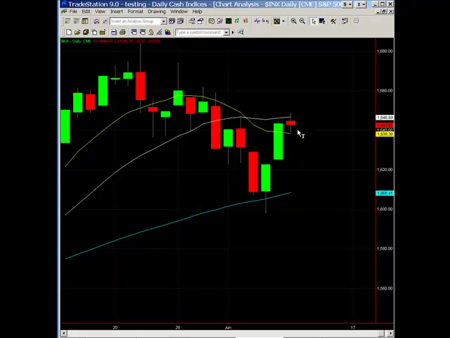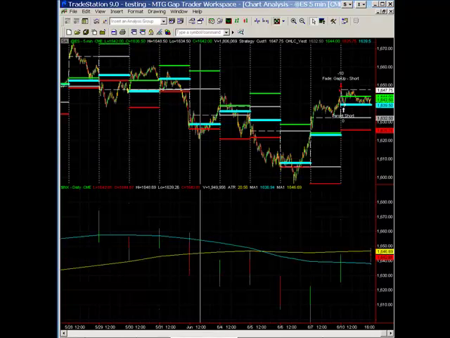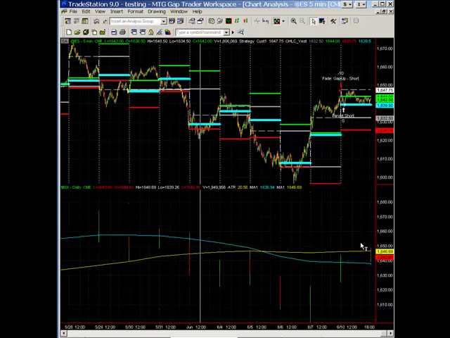So I thought it would be helpful going into tomorrow to show you the results of fading gaps after closing below the 20-day moving average but above the 10-day moving average. I'll use Gap Trader, my back testing tool. You can see the same. This is a scrunched up view of the same thing. This is a 5-minute chart here.